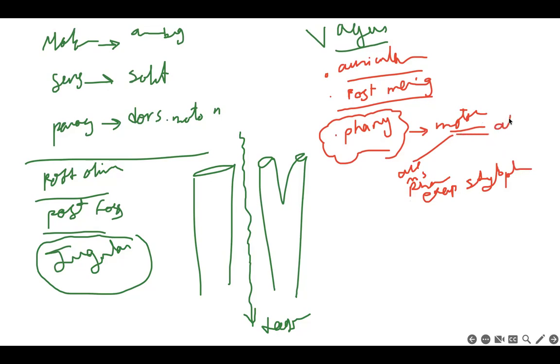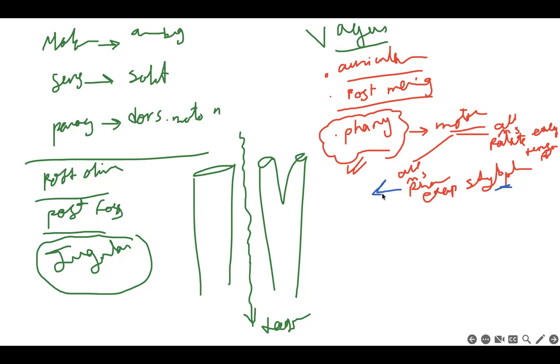And all muscles of the palate, except the muscle named tensor palati, supplied by the mandibular nerve. So very important here, it supplies the motor for the pharynx and the motor of the palate. All the muscles of the palate except the tensor palati, and all muscles of the pharynx except the stylopharyngeus.